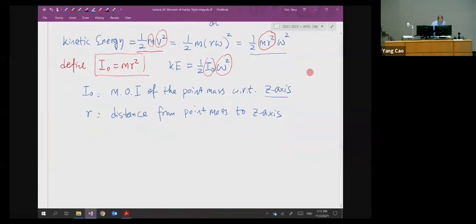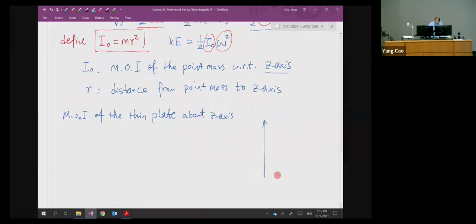Now I'm going to expand from here to not just the point mass. Let's look at the moment of inertia of a thin plate about the z-axis. Let's draw this diagram here. This is your x, this is your y, and this is the thin plate represented by region R.